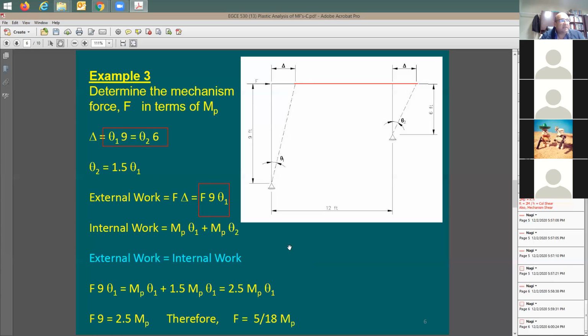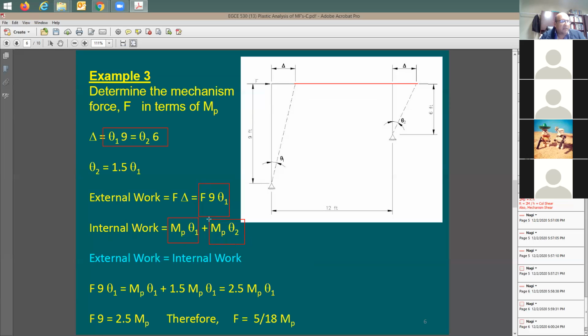About the internal work, I'm going to have 1 MP developed here and 1 MP developed here. But this MP is going to be creating a work or energy that is different from the energy on the other column. Because this MP is rotating this column by theta 1, and this MP is rotating this column by theta 2. If you look here at the internal work, in the first column, what do you have? You can say MP times theta 1. Yes, because it's going to be the same column, meaning the same MP, because the column is of the same material and same cross section.